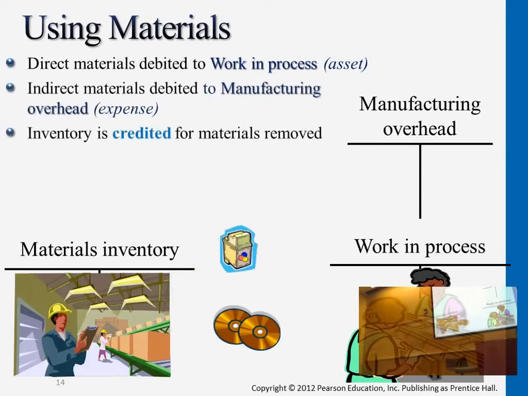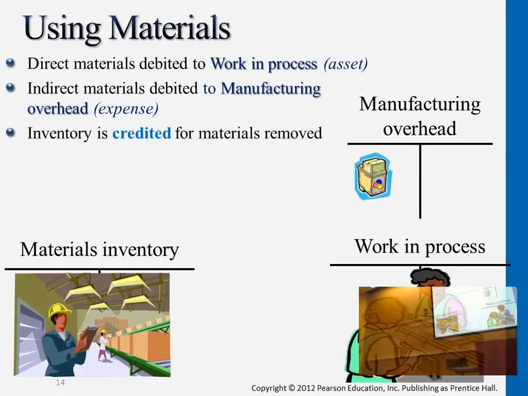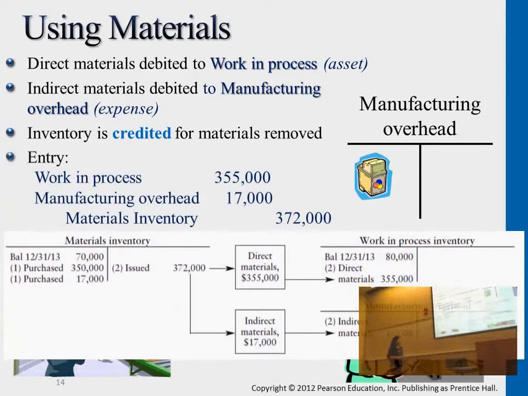Okay, so what happens here is once you start producing the product, the casing, the disc itself, the value of that falls under work in process. The indirect cost, remember the printer cartridges, the labels, falls under manufacturing overhead. Again, that's an indirect cost category. So indirect materials go into that category. Direct materials go into work in process. Okay, so the journal entry will look like this.